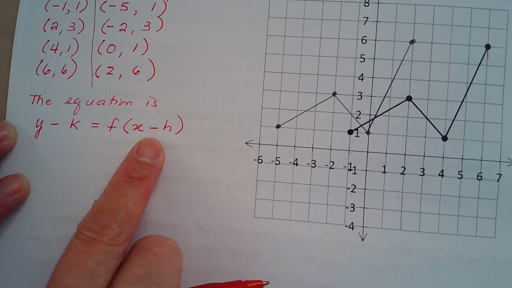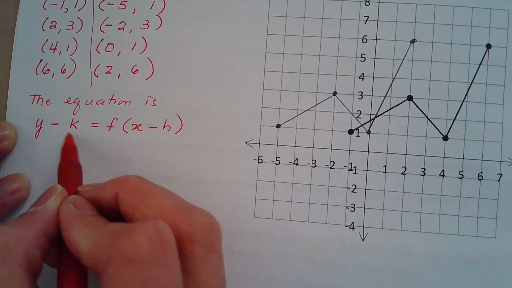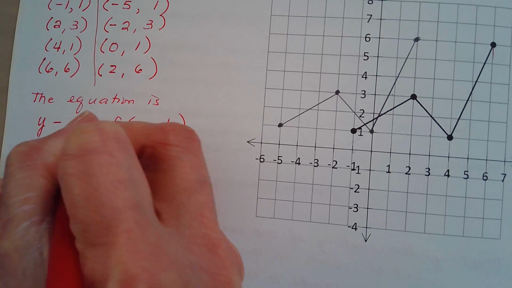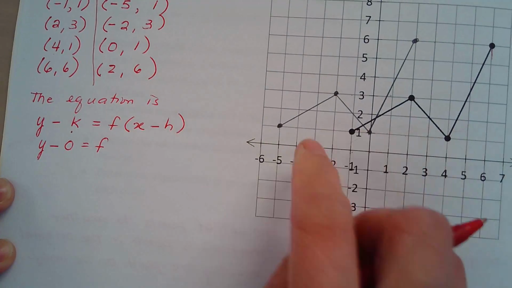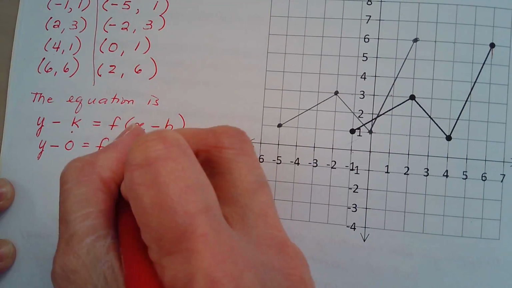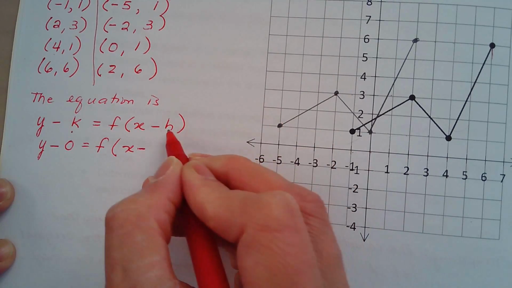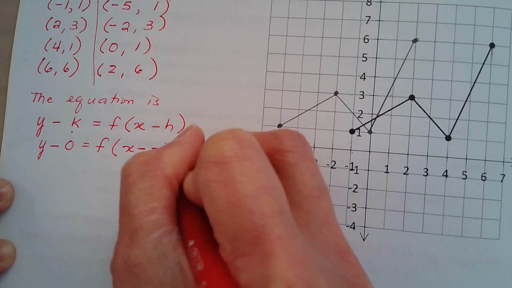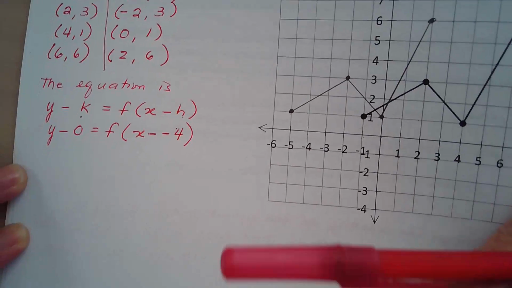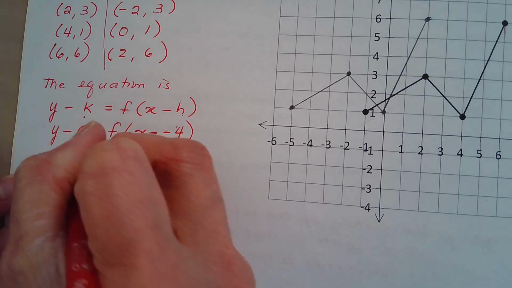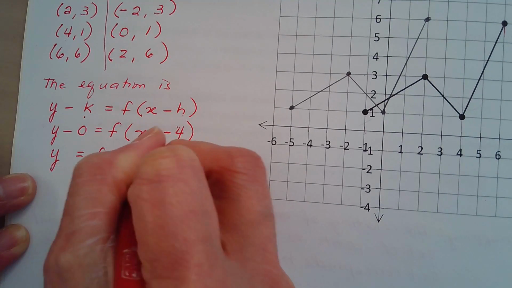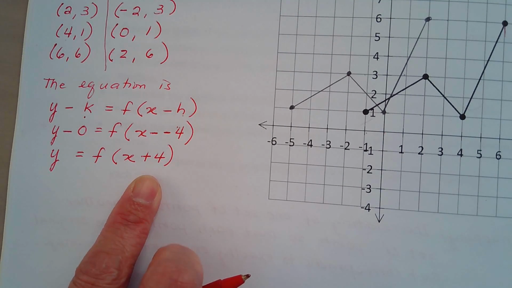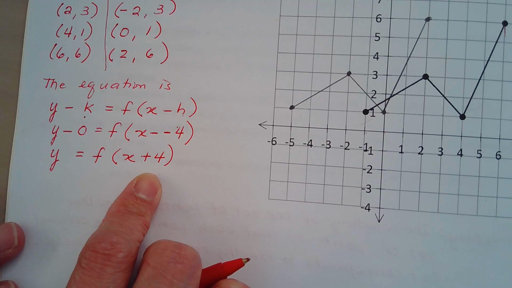So in the equation, there is no translation vertically, so it's going to be 0. So y minus 0 equals f, whatever that function is that creates this graph. X minus h, the h is negative, so minus -4. So the function looks like y equals f of x plus 4. Okay. X plus 4.